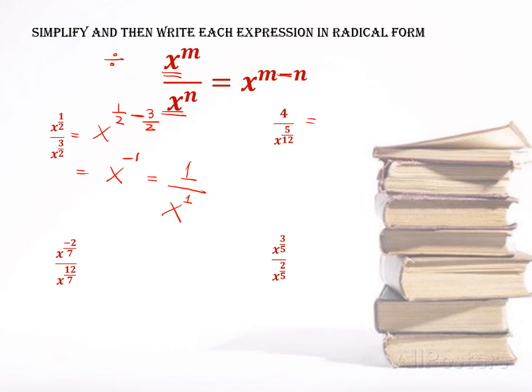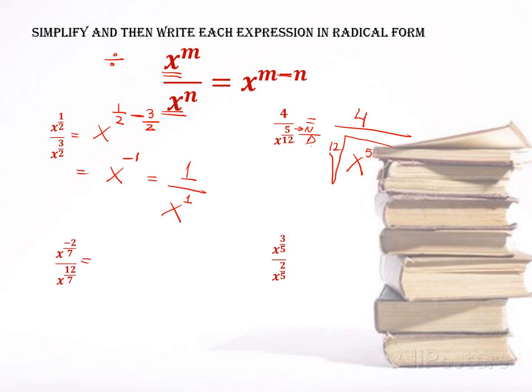Now let's check this one. 4 divided by x to the power 5 over 12. So what you will do? You cannot solve it, of course. And even here 4 has no index, no square root, nothing. And here you will just change into radical sign. How do you change the x into the radical sign? The power has a numerator and a denominator. The denominator always goes as the index and the numerator should be written inside as a power.